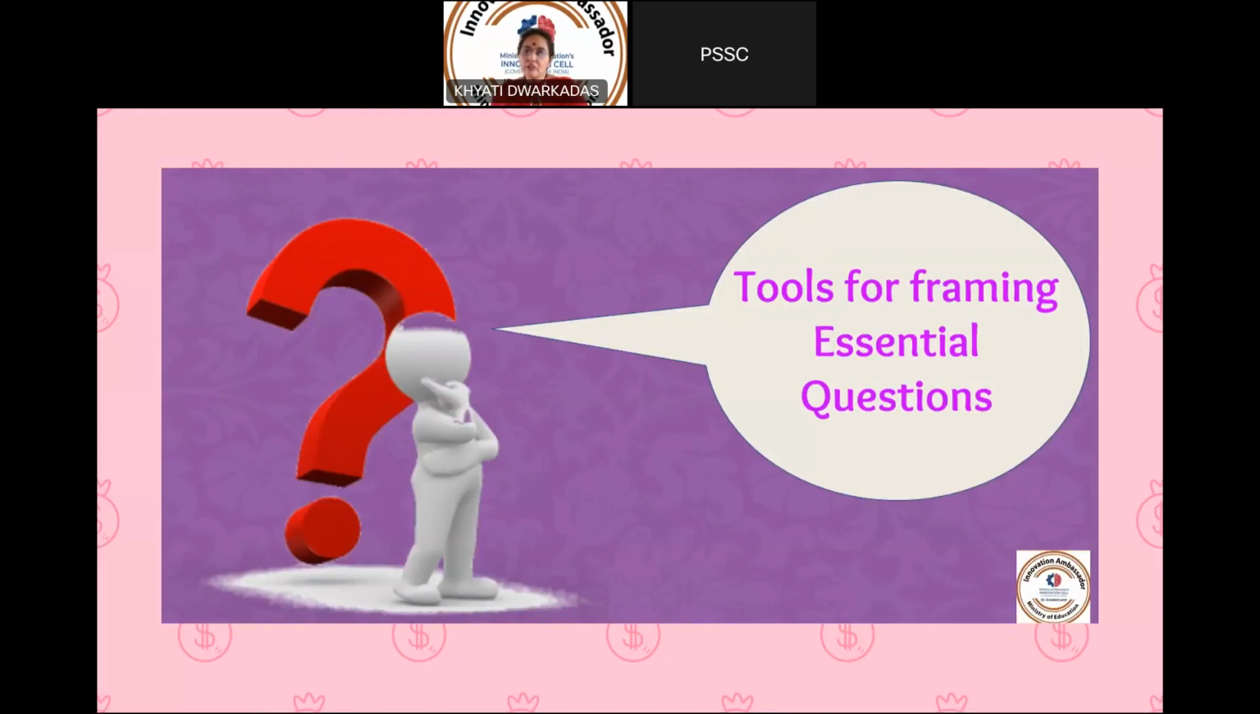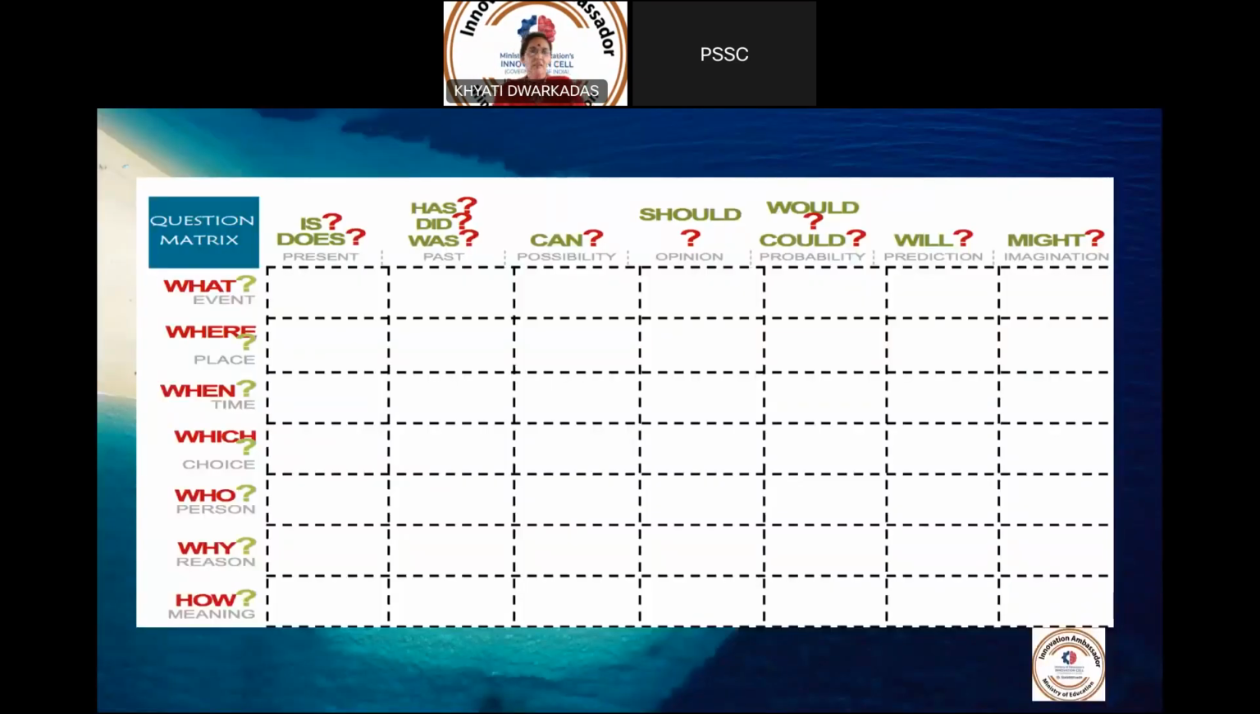So let us look at the tools for framing essential inquiry-based questions. Now this is called a question matrix, where you have in the vertical and the horizontal line some words. So there is what, where, when, how, why, which, who, etc. on one side. And you have the verbs on the other side: is, does, has, did, was, can, should, could, would, will, or might.